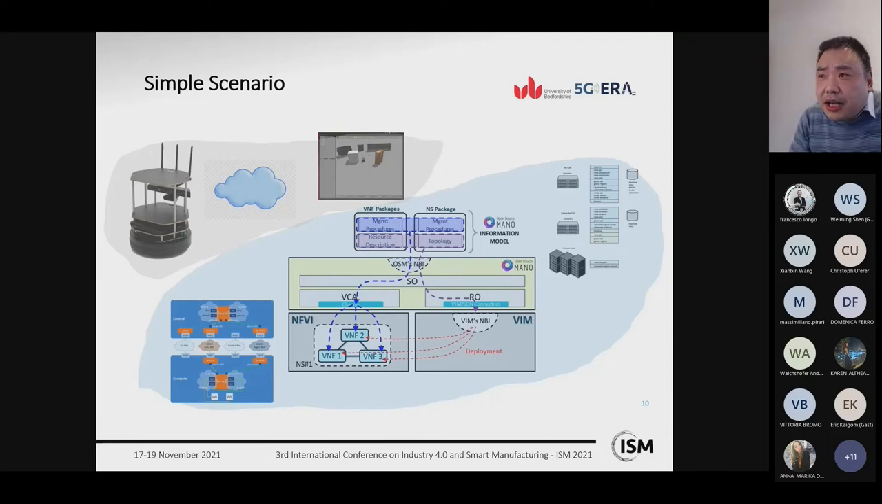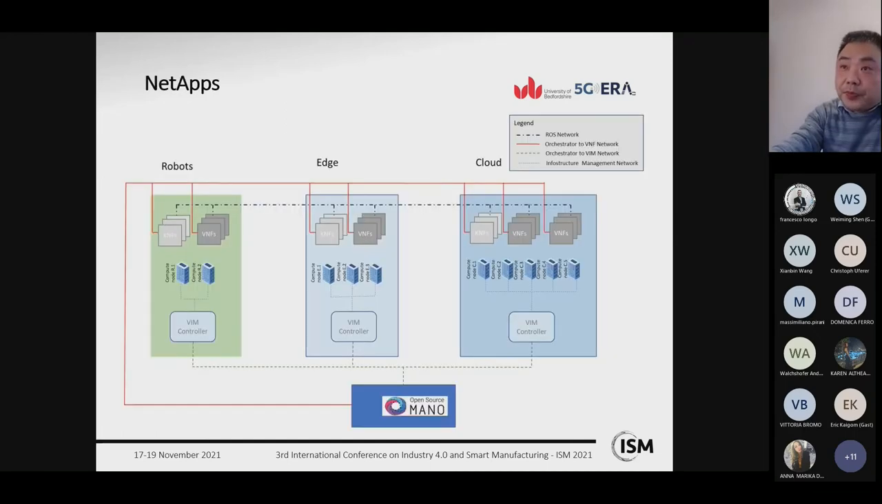You can see that underneath, we have been building our orchestrator based on the open source MANO. And in that sense, all the individual components in the robot are decomposed into containers and Docker. They are linked to the virtual network functions. And those virtual network functions will be dynamically reorganized using MANO, providing a better way of offloading computational resources on the robot and onboarding intelligence to the robot.